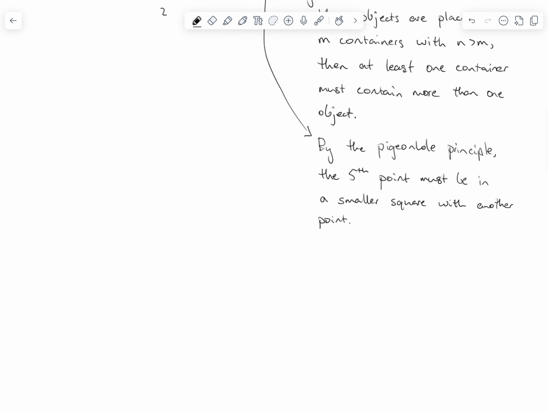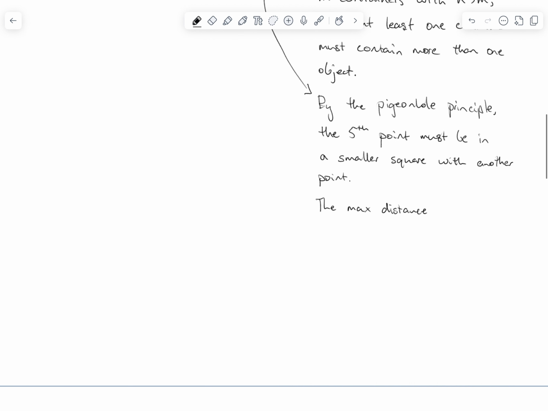Okay, so the maximum distance between these 2 points inside that unit square is the length of the diagonal. So it's root 2. Pythagoras.